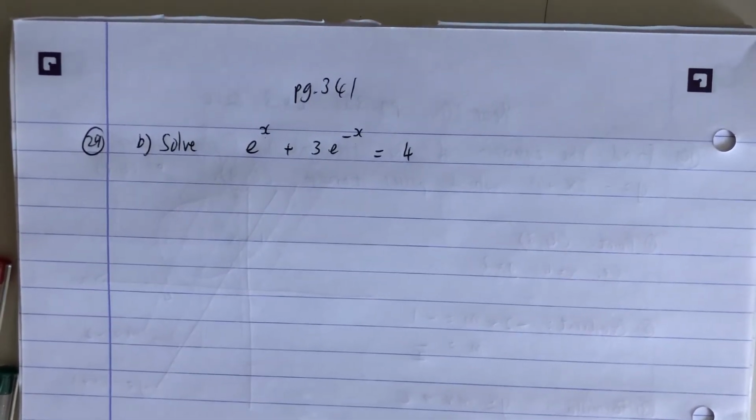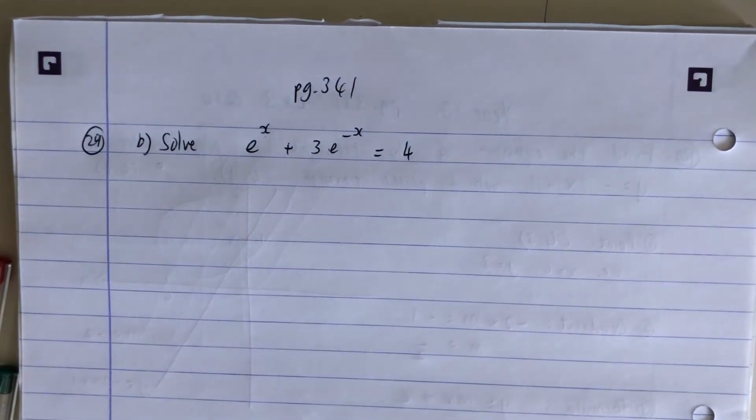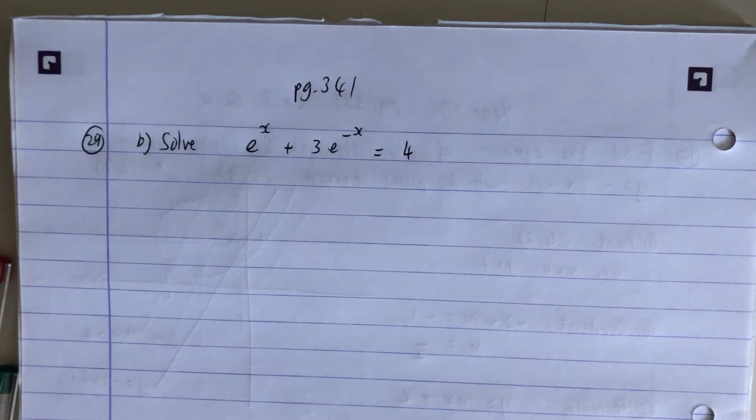Just going to go through a request from the review exercise targeting exponential and logarithms revision. So the question is on page 341. It's question 29, part B, and you're asked to solve this equation, which is e to the x plus 3e to the minus x equals 4.